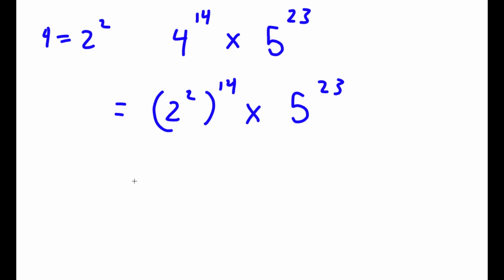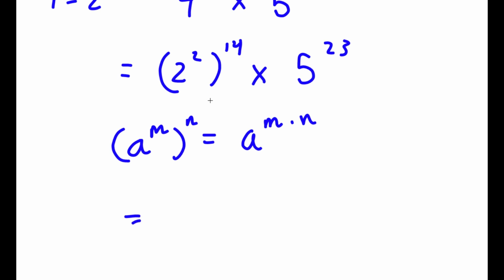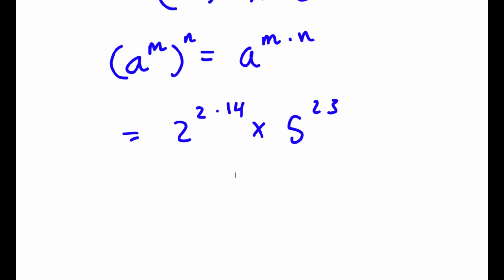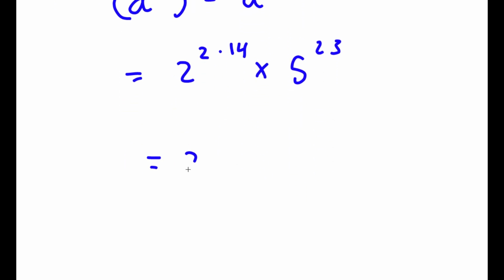Now, if I have something in the form a to the power of m to the power of n, this is the same thing as a to the power of m times n. So in this case, 2 to the power of 2 to the power of 14, that's going to equal 2 to the power of 2 times 14. And 2 times 14 is 28, so now I have 2 to the power of 28 times 5 to the power of 23.